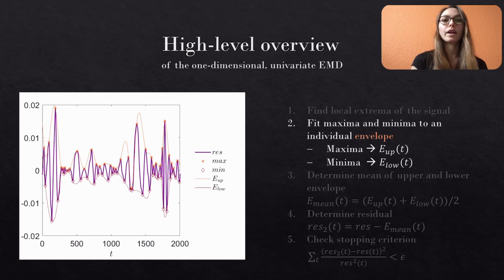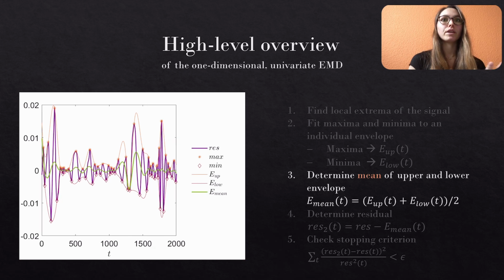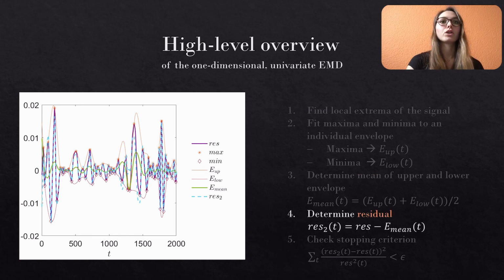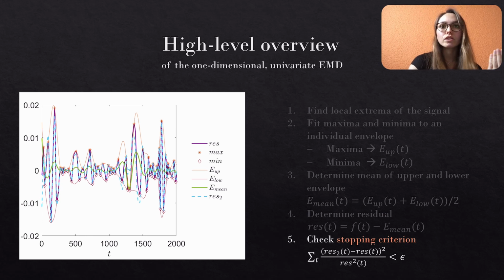Then we fit one envelope through the maxima and one envelope through the minima. The mean of these envelopes is now again shown in green in the figure, and we subtract it from the residual to obtain a novel residual, which we call res subscript 2. Of both residuals, the violet curve is the first residual and the light blue curve is the second residual. They look quite similar, and we can assume that the stopping criterion would now be fulfilled if it's not very, very strict. So the expression is now true.